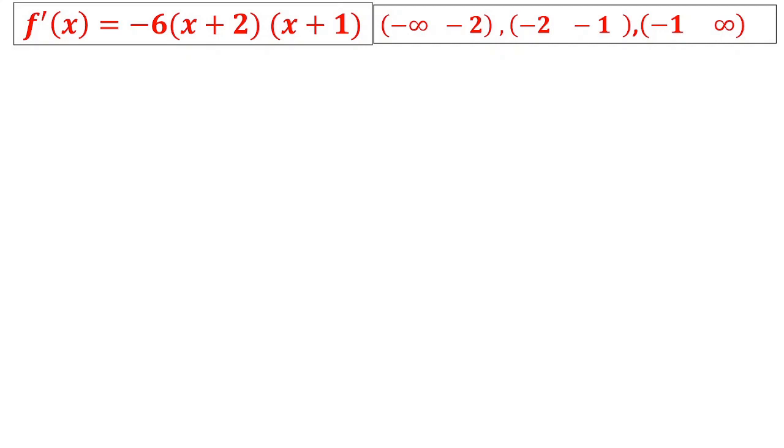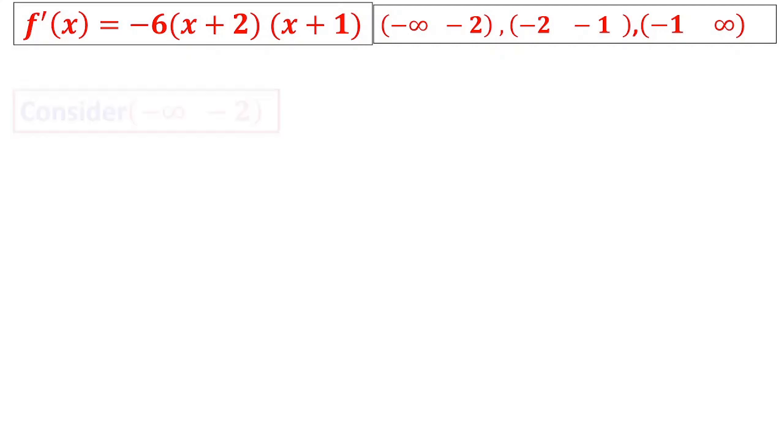If it is other than 1, remember that the formula for writing it in terms of factors is a into x minus alpha into x minus beta. Suppose the coefficient of x square is positive, then putting it or not putting it is not going to matter. But when the coefficient of x square is negative, you should put it, because this minus 6 is going to play a vital role to decide the sign of f dash of x.